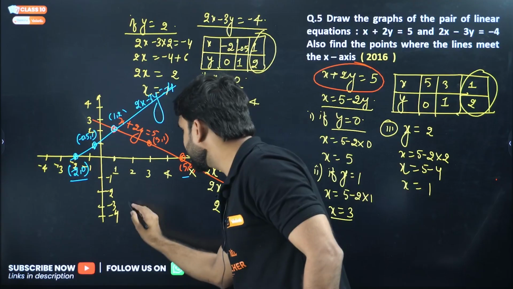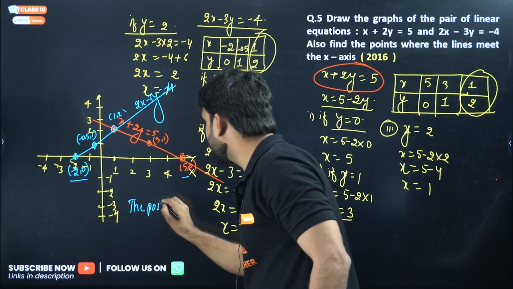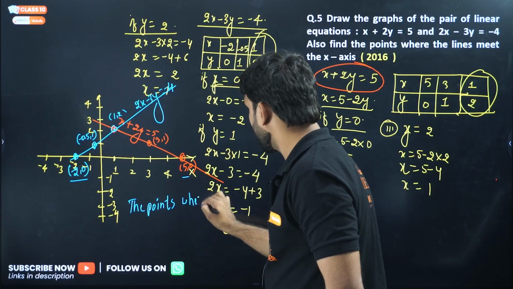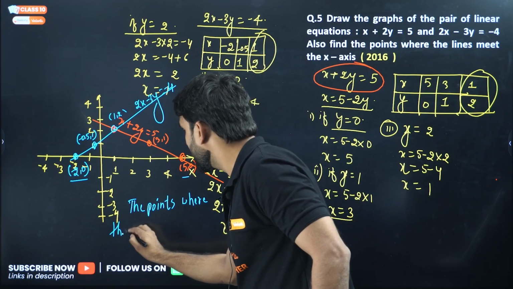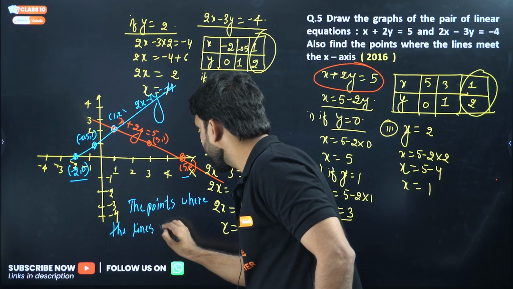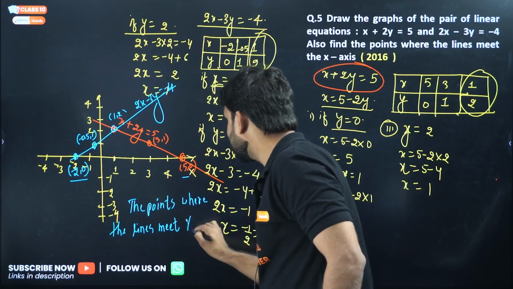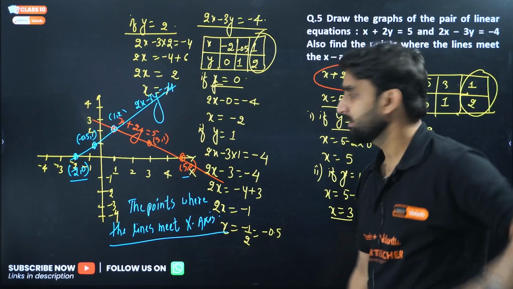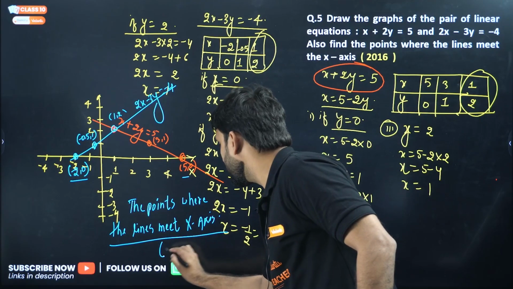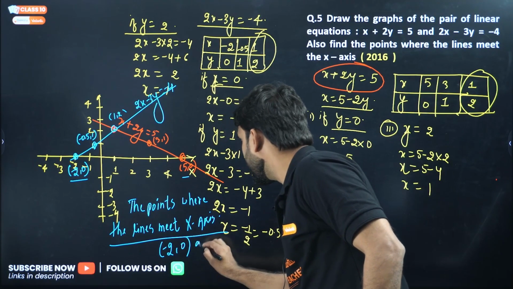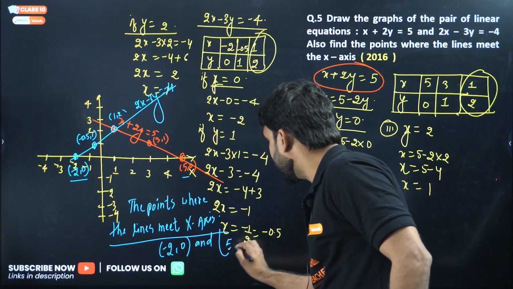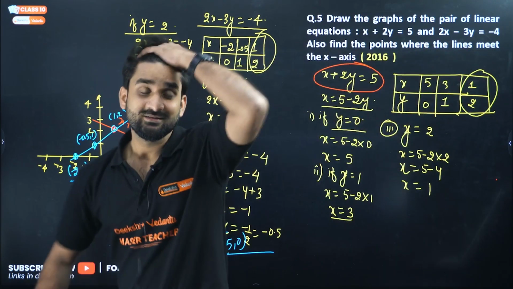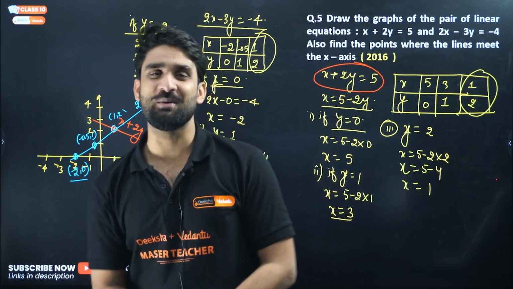So the points where the lines meet the x-axis. How many points are there? 2 points are there. Minus 2 comma 0, and the second point is 5 comma 0. I hope you have understood it. This is the solution, my champions.